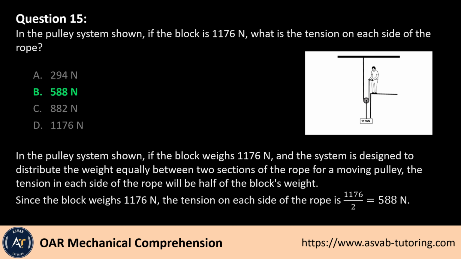In the pulley system shown, if the block weighs 1176 N and the system is designed to distribute the weight equally between two sections of the rope for a moving pulley, the tension in each side of the rope will be half of the block's weight. Since the block weighs 1176 N, the tension on each side of the rope is 1176 divided by 2, which equals 588 N.